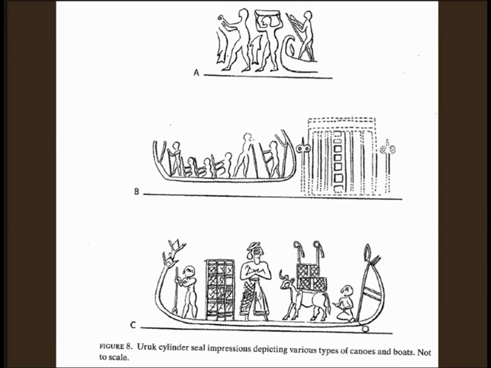And water still is the best way to transport goods. 85% of our goods today come by boat. It's cheap, it's affordable, and you can carry a lot. And we have these impressions from Uruk cylinder seals showing transportation by boat.